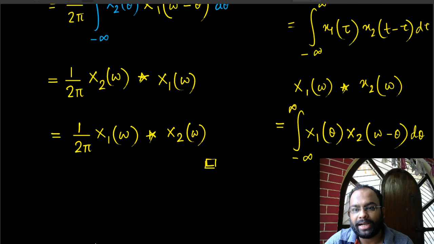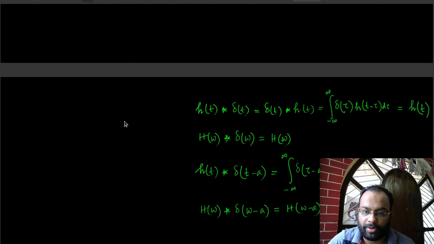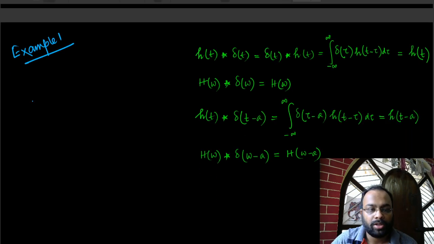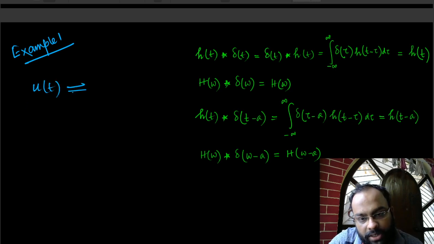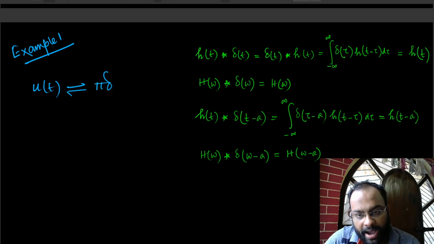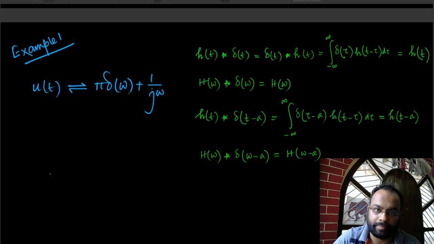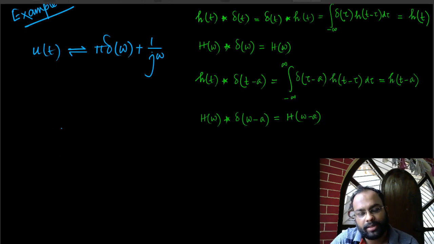So with that said, let's jump into an exercise problem, or rather example problem. So example 1. We know that the Fourier transform of ut was pi delta omega plus 1 by j omega. And how do I recall this? Because I have used it way too many times in my life, the Fourier transform of unit step, for example. That is why I can recall it.